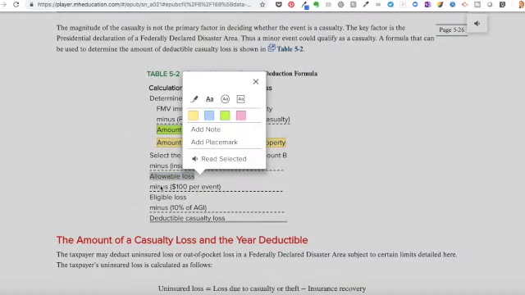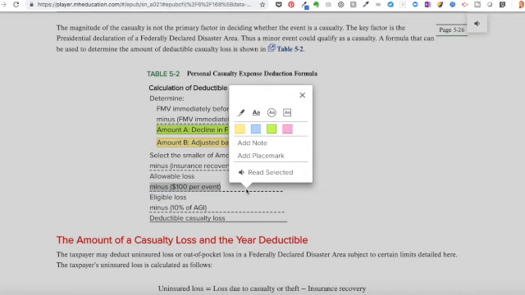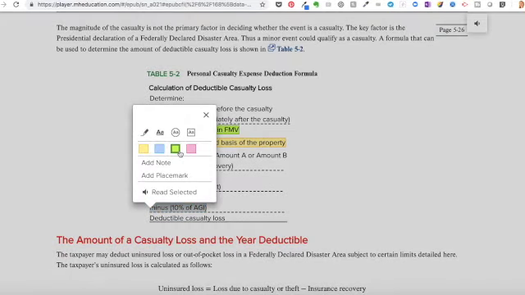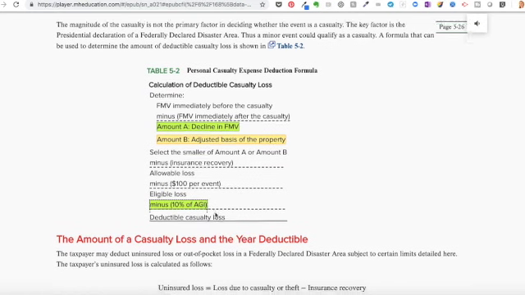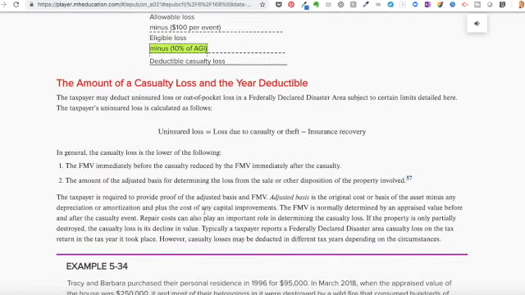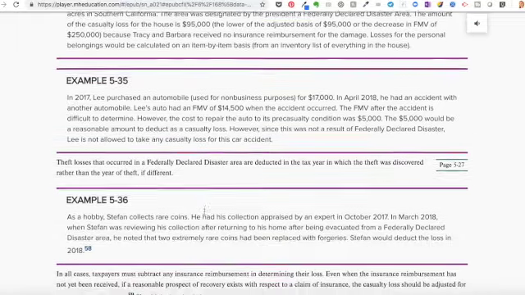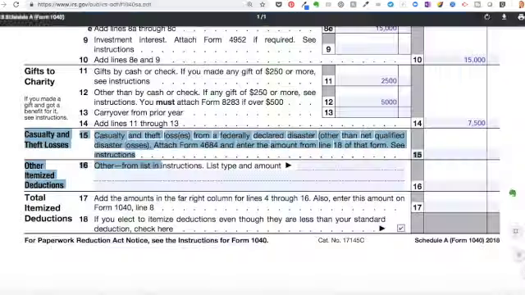However, we still have to apply the limitation, which is subtracting $100 per event. Okay, not too big a deal. But then we subtract 10% of AGI, which is huge, right? If someone had a $100,000 AGI, this amount would be $10,000. And so that equals the deductible amount. So remember, for anything, if you get an insurance reimbursement, you can't deduct that portion because it's as if you didn't pay it. I would definitely read through some of these examples here as well.